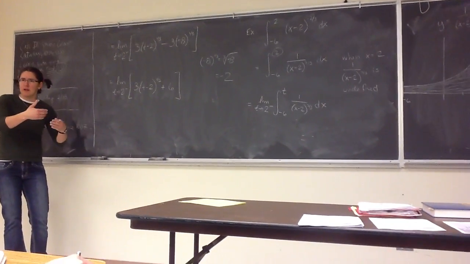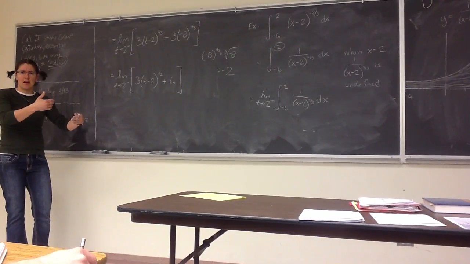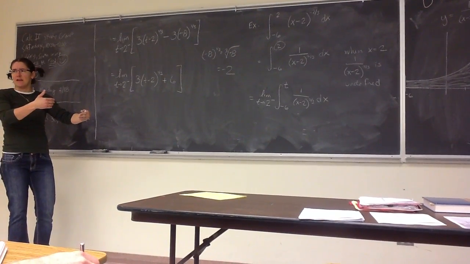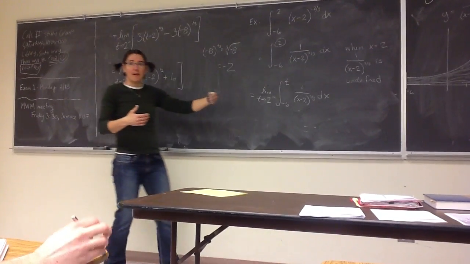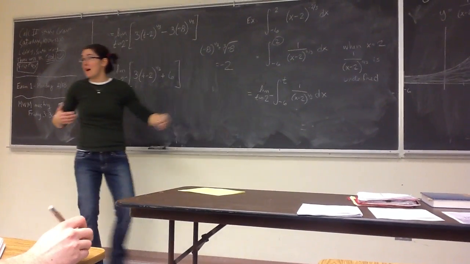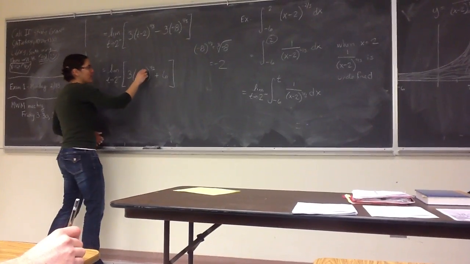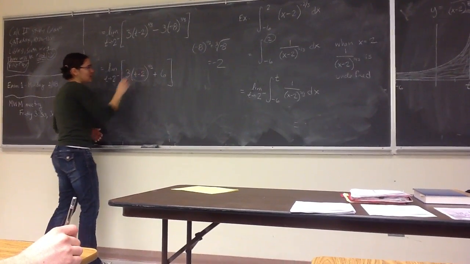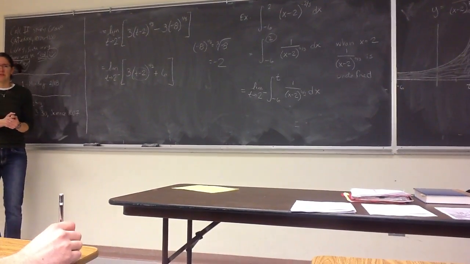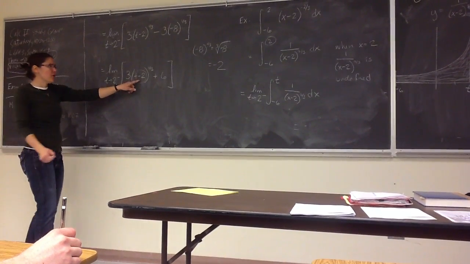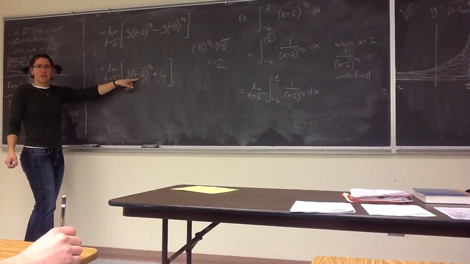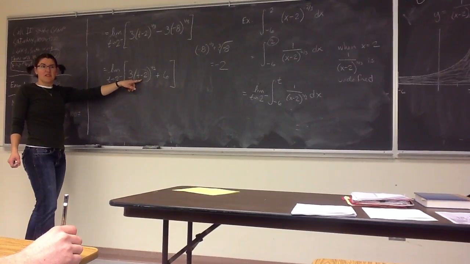I'm thinking about 1.9, 1.99, 1.99999, 1.999999999, and even closer than that. So what is happening to this t minus 2 inside the parentheses as t gets really close to 2? Yeah, this value is approaching 0, and the cubed root of 0 is still 0.